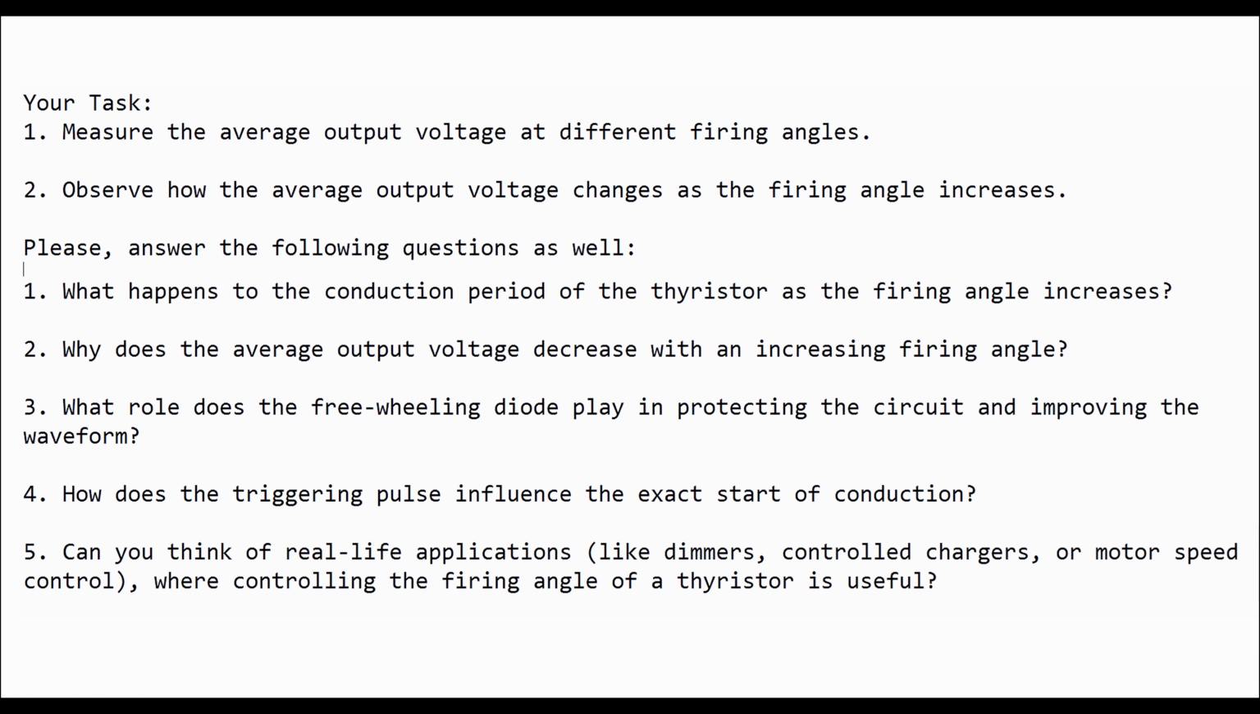Please answer the following questions as well. 1. What happens to the conduction period of the Thyristor as the firing angle increases? 2. Why does the average output voltage decrease with an increasing firing angle? 3. What role does the freewheeling diode play in protecting the circuit and improving the waveform? 4. How does the triggering pulse influence the exact start of conduction? 5. Can you think of real-life applications where controlling the firing angle of a Thyristor is useful?